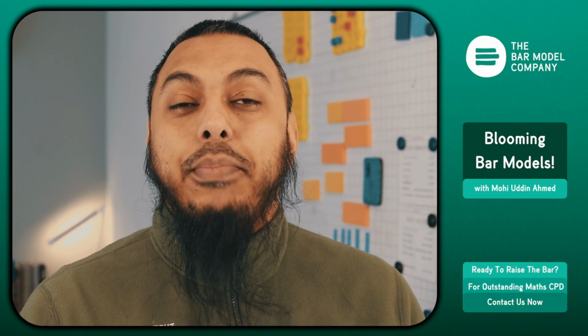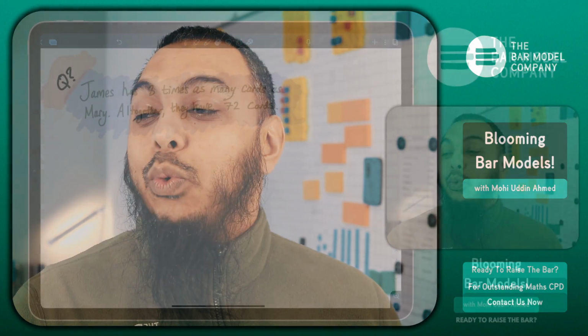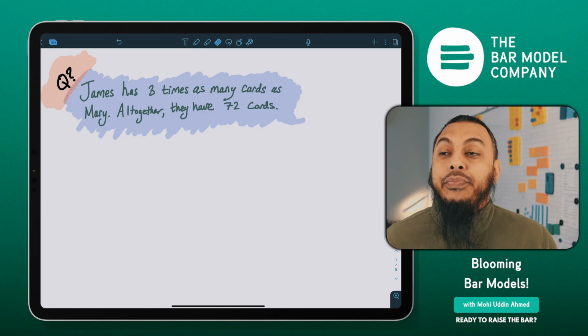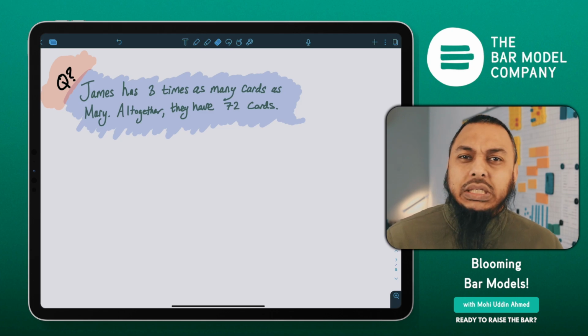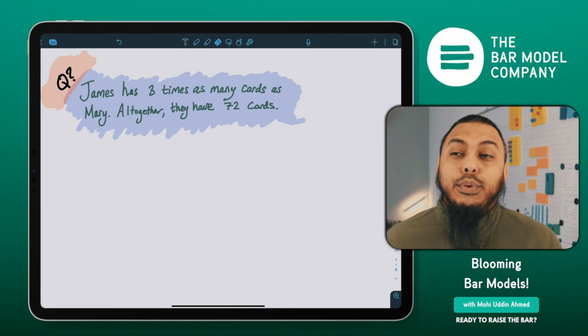In today's bar modeling video, I'm going to jump onto my whiteboard and tell you all about multiplication by going through an example. So it says here, James has 3 times as many cards as Mary. Altogether, they have 72 cards. There's no question as such at the end of this paragraph, so I'm going to just take you through this scenario.